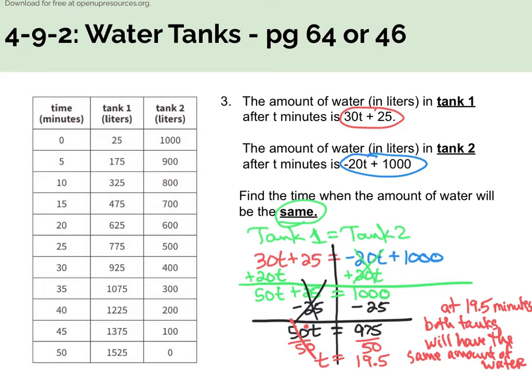All right, so what we've done is we've looked at these different tanks, we've seen the equations for these different tanks, and then we're looking at it to see when they are the same. So we set them equal and then solve for it. We said it was about 20 minutes before, when we were just looking at the table. Now we actually know for sure it's 19.5 minutes.